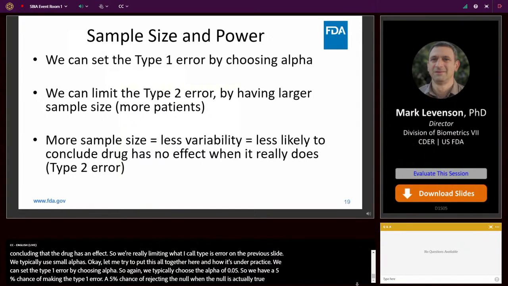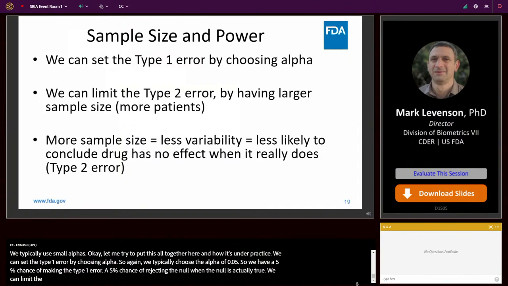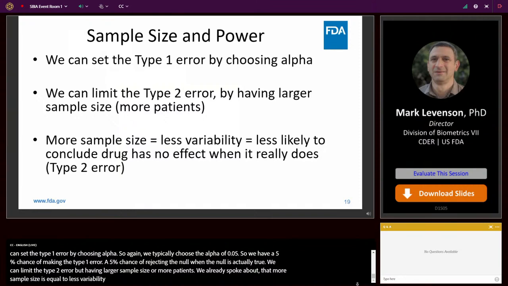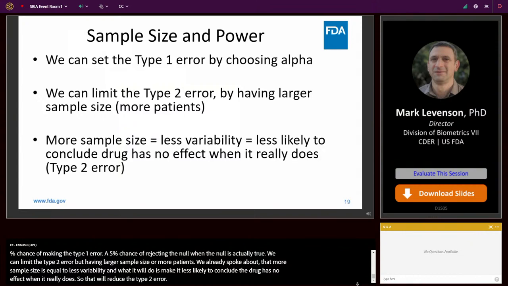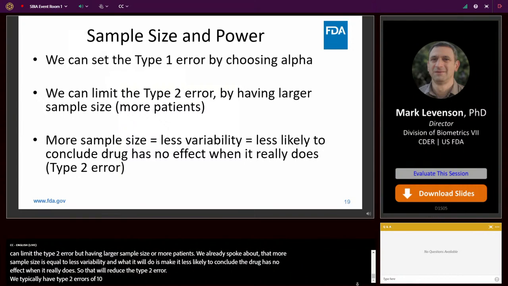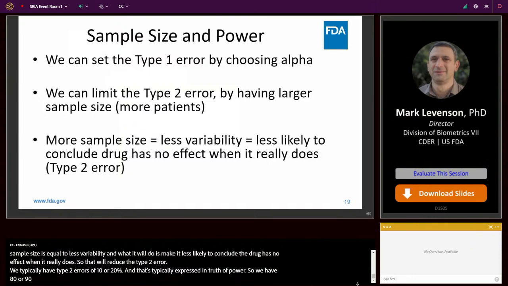We can limit the type 2 error by having a larger sample size or more patients. We already spoke about that: more sample size is equal to less variability, and this will make it less likely to conclude the drug has no effect when it really does. So that will reduce the type 2 error. We typically have type 2 errors of 10 or 20%, and that's typically expressed in terms of power. So we have an 80 or 90% probability to reject the null when the alternative is true.